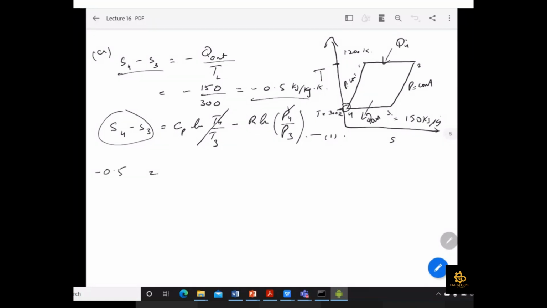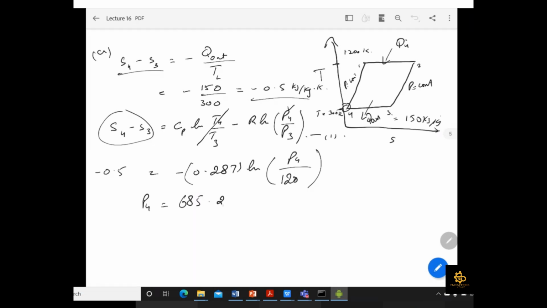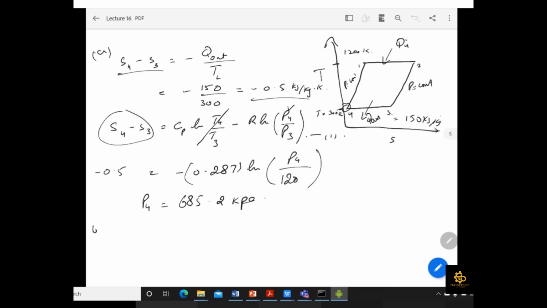It turns out to be minus 0.5 equals minus 0.287, which is the value of R, times log of P4 over P3, where P3 is 120 kilopascal. Now check the value of P4, it turns out to be 685.2 kilopascal. So this is the solution for your part A. If you have any question, you can also ask me. This is a simple question. So coming towards part number B.